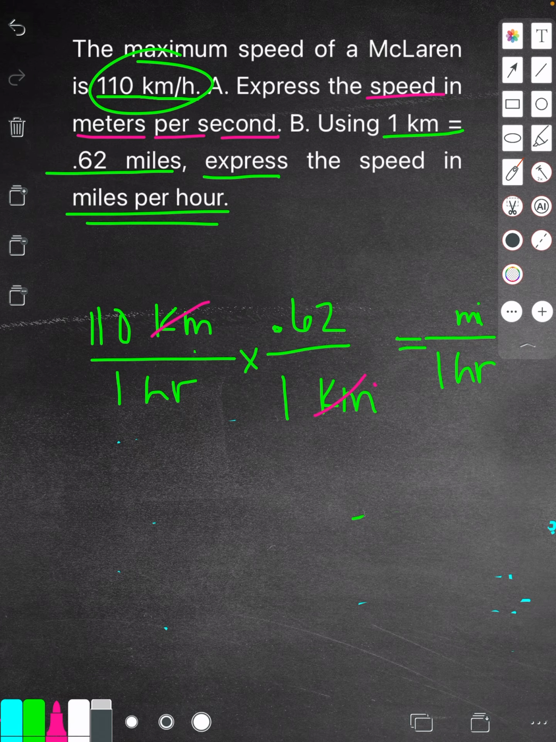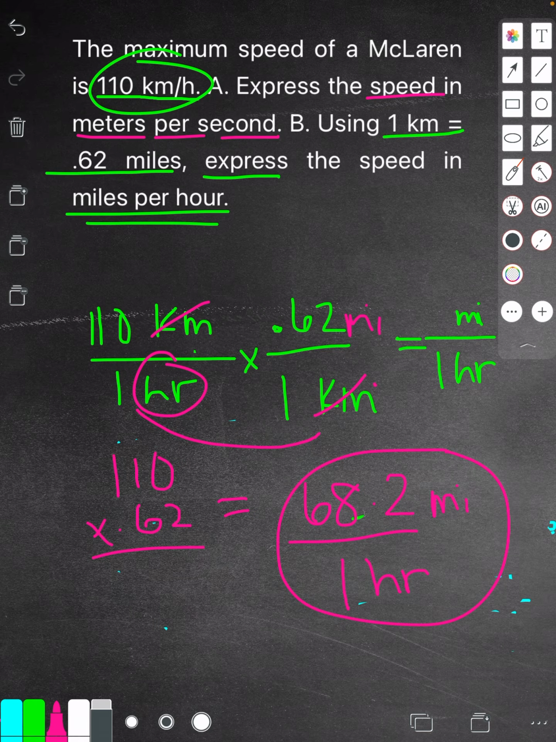And we will go ahead and multiply across. We have 110 times 0.62, excuse me, times 0.62 for the top, and that ends up being 68.2. And then hour for the bottom. 1 times 1 is 1. Hour is the only part that is left. Oops, sorry, I forgot miles here. 68.2 miles in 1 hour.